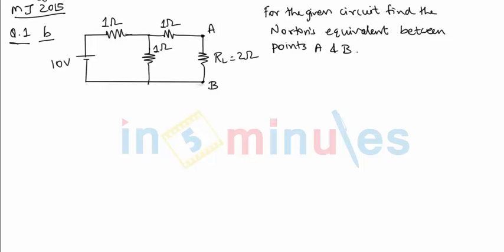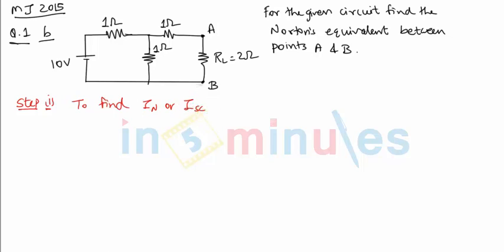If you remember, Norton's equivalent circuit is the one in which we have a current source connected in parallel with the equivalent resistance, which we call Norton's resistance, but it is exactly same as the Thevenin's resistance in its value. The value of the current source will be called Norton's current, or it is also called short circuit current. So let us start with step number 1. In first step, we will find IN, which is Norton's current, or ISC, which is short circuit current.